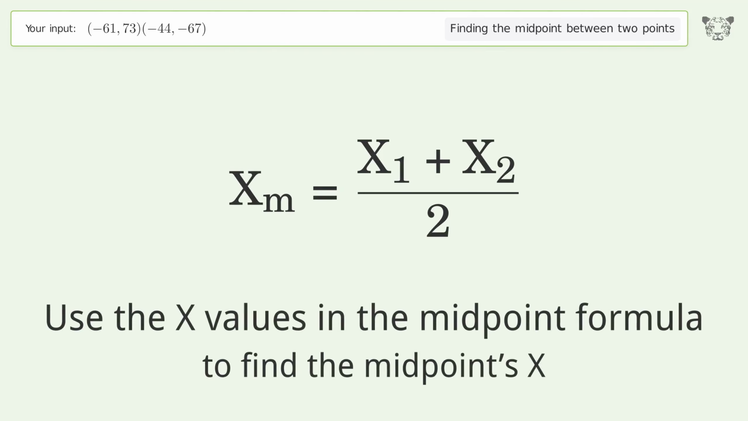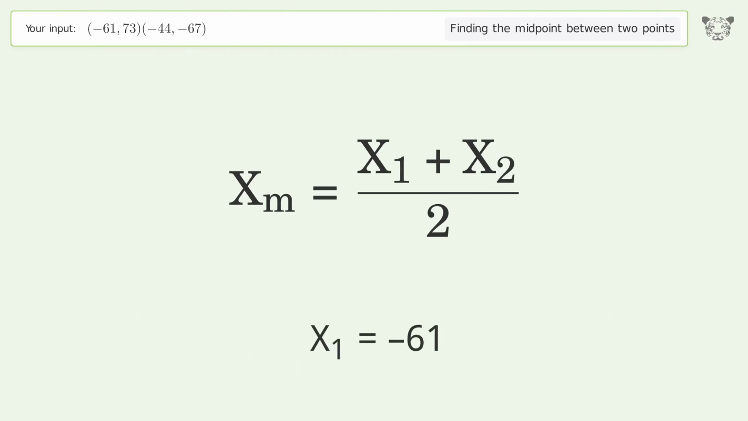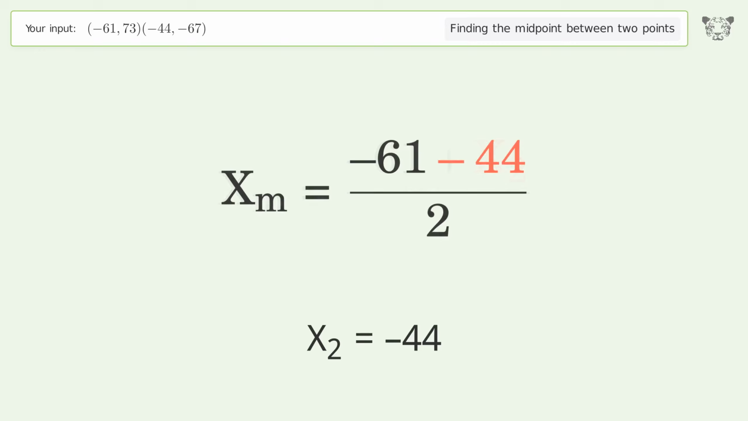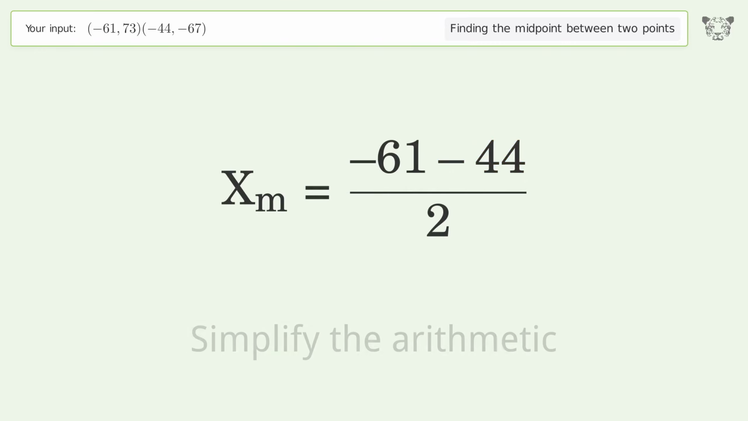Use the x values in the midpoint formula to find the midpoint's x. x1 equals -61. x2 equals -44. Simplify the arithmetic.